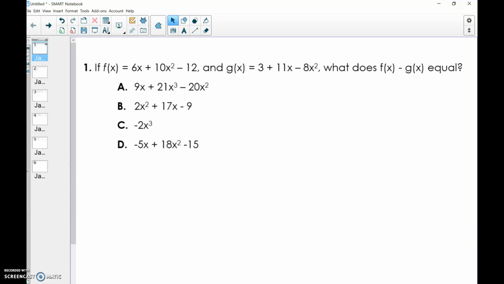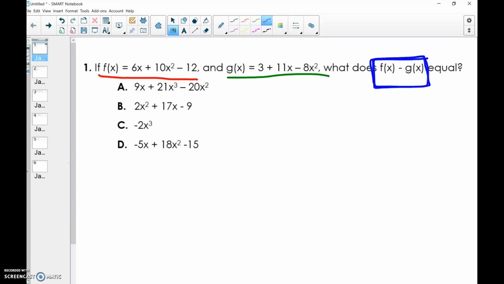Right, this is the video version for question number 1. First of all, let's make sure we actually read the directions. It says f of x is that big long expression, and there's g of x. Please pay attention to the fact that it is f of x minus g of x. So we're going to actually substitute it in one at a time.